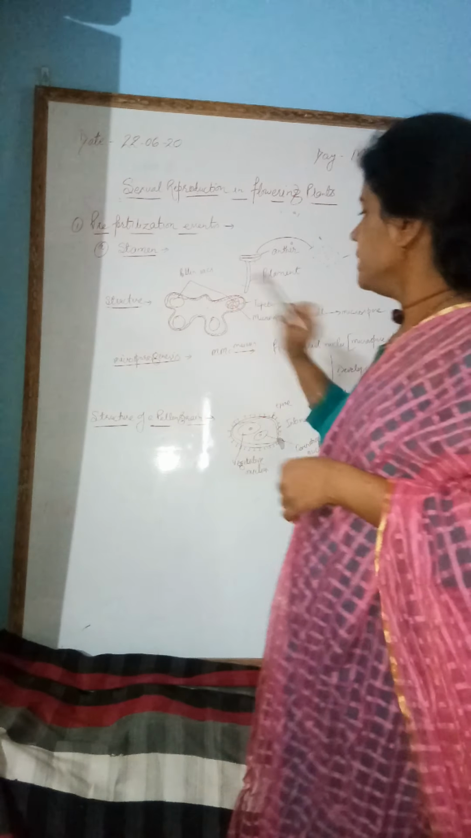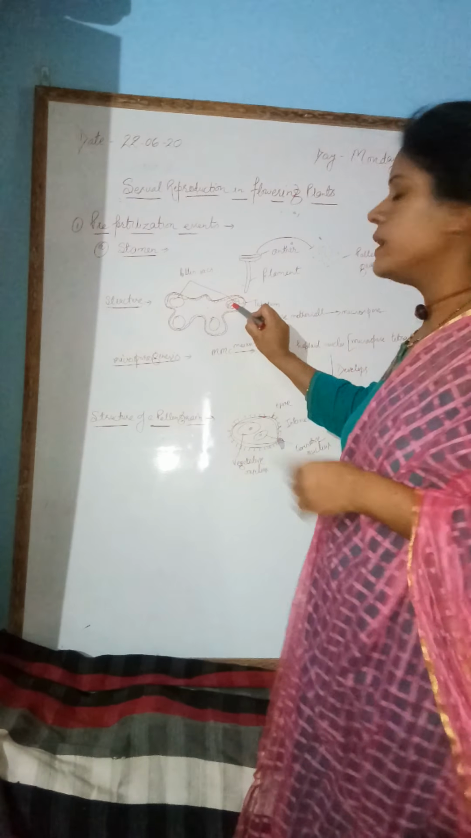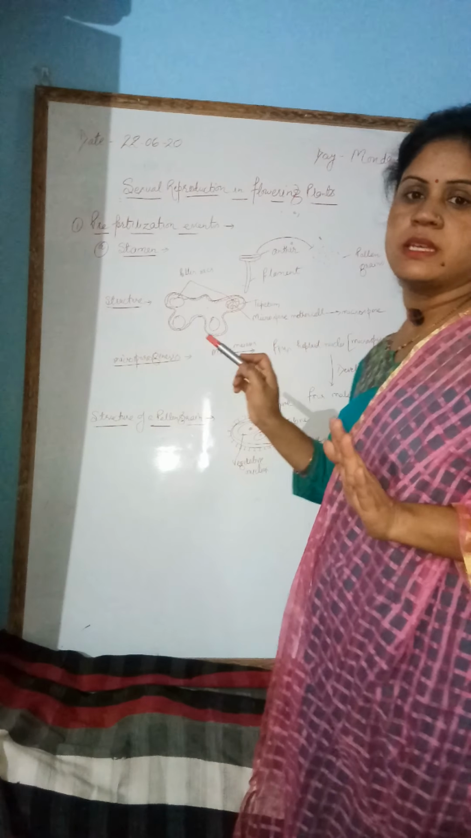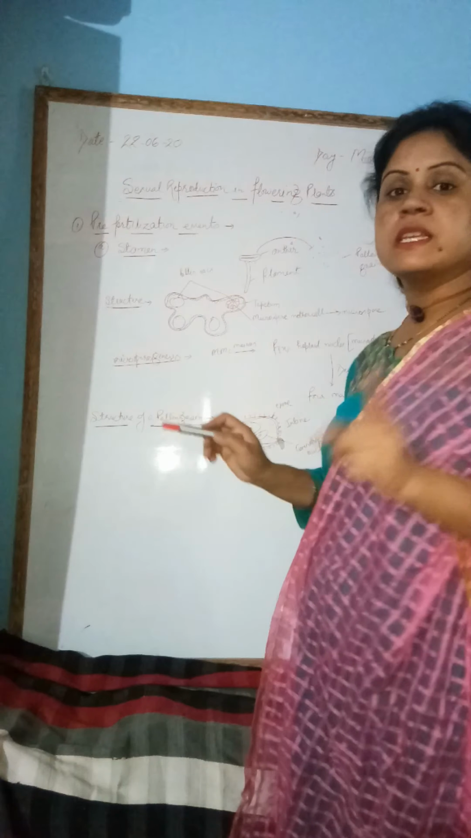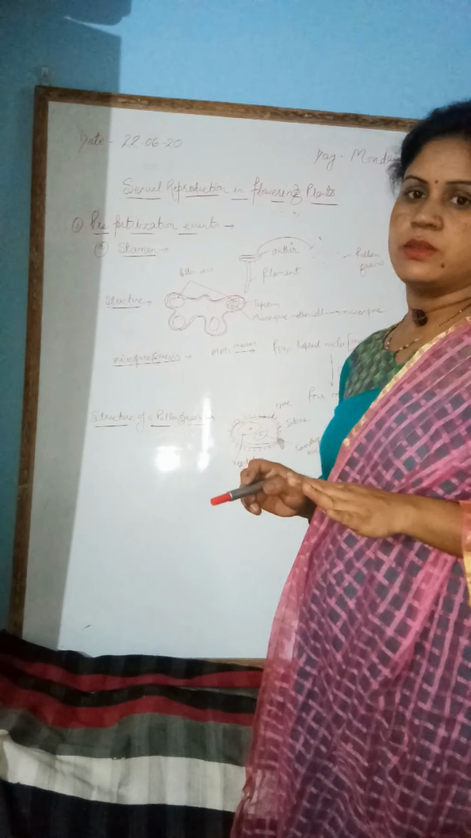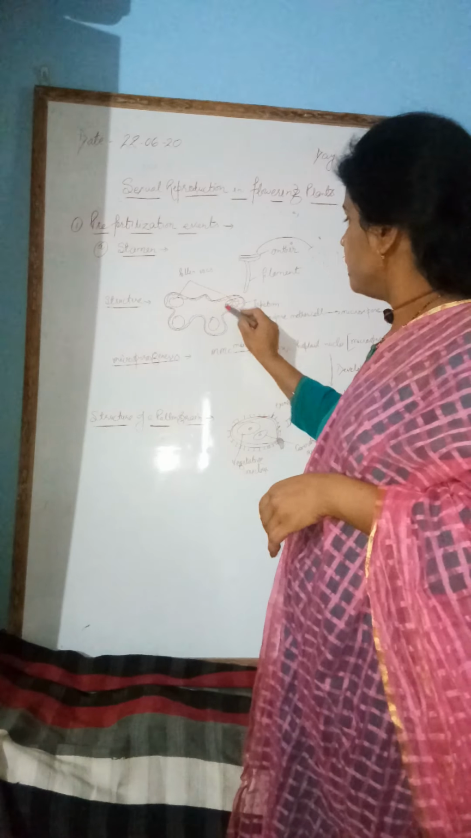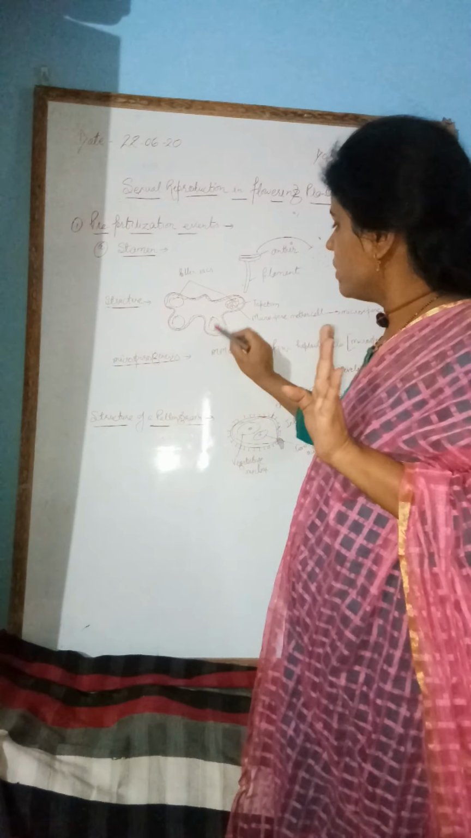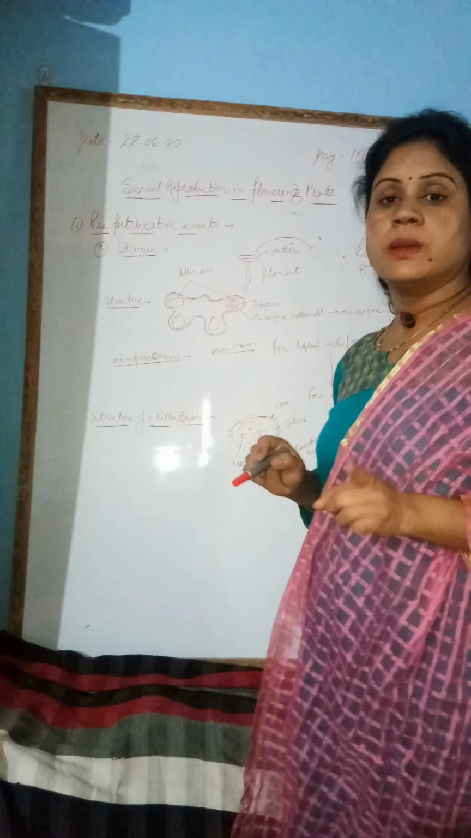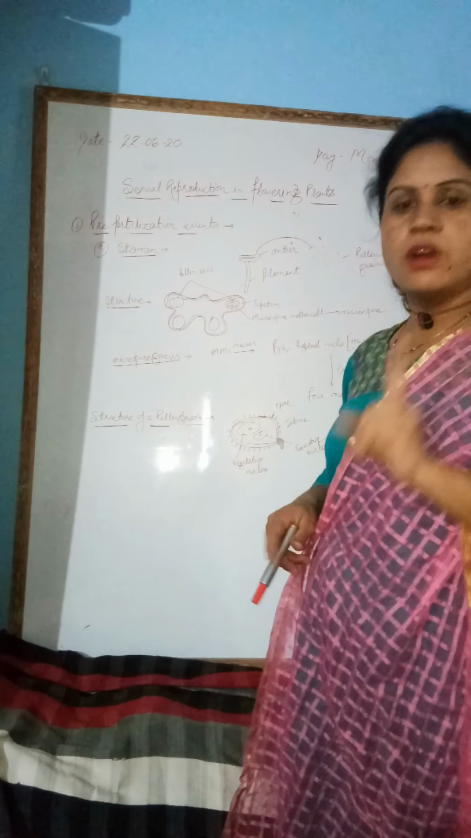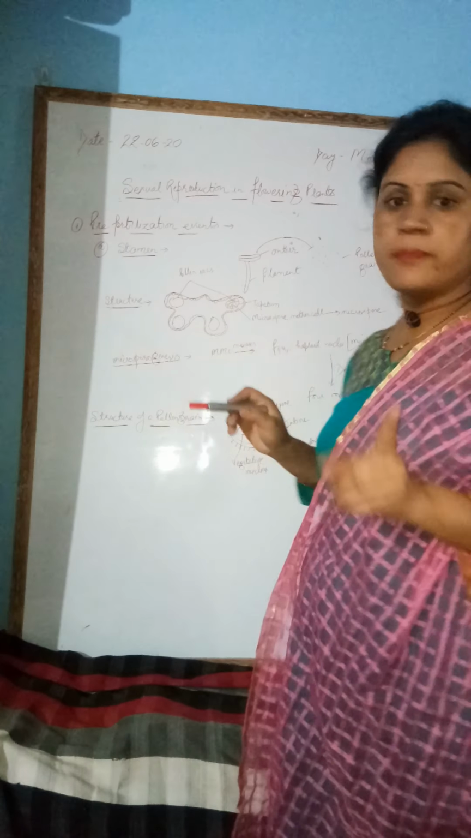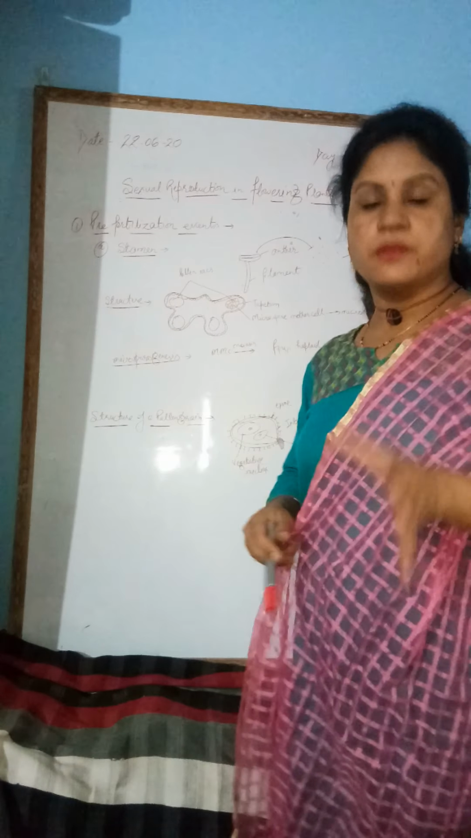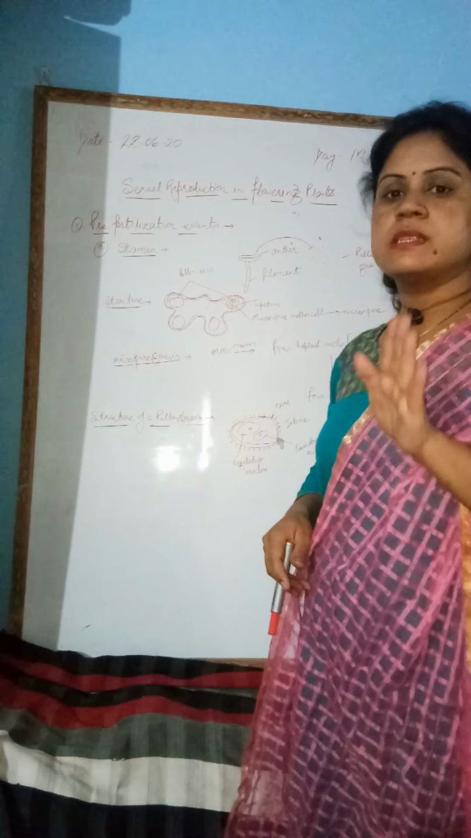Here, the cells are called microspore mother cells. There are a number of microspore mother cells, which are diploid in nature. The inner walls of these four corners are called pollen sacs, the pollen sacs of the anther. Each pollen sac has a number of microspore mother cells.